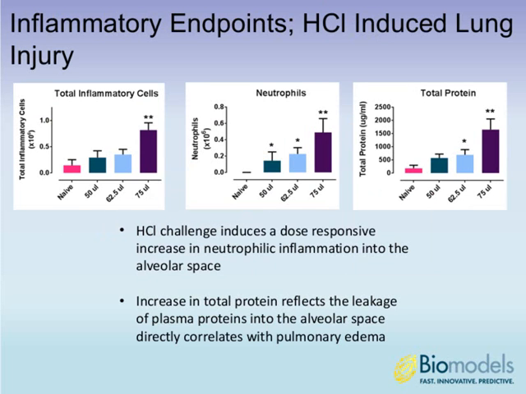So here are outcomes. First on the left, you can see total inflammatory cells increased in a dose-responsive manner up to a significant increase at 75 microliters. In all these cases, it was almost completely neutrophilic inflammation. So we saw a significant increase in neutrophils, even at the low dose. And we saw increases in total protein, which reflects the leakage of plasma proteins into the alveolar space. This generally correlates with pulmonary edema in humans.